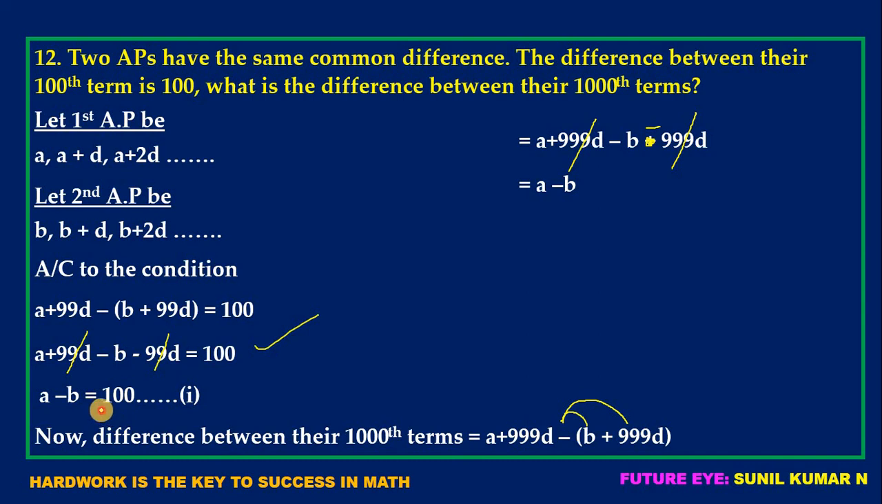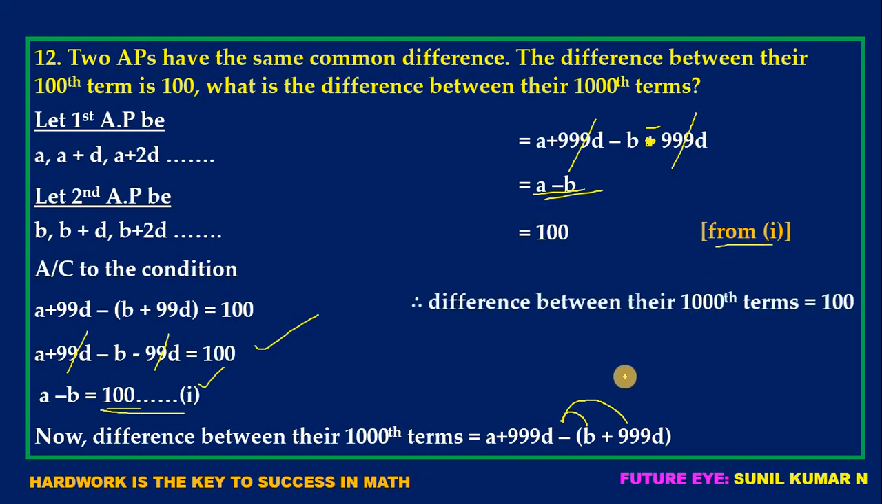Now look at equation number 1. I hope you got why I have given equation number 1 for this: to substitute 100 in the place of A minus B. Now in this place I can substitute 100. The reason is from equation 1. Now what you should understand here is the difference of their thousandth terms also will be 100.